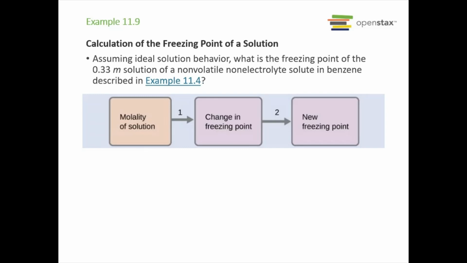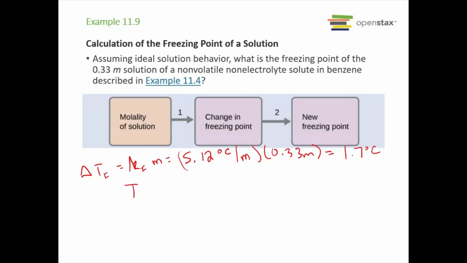So the freezing point and boiling point problems are very similar. So our delta TF is equal to Kf times m. So we look at the table, and the Kf is equal to 5.12 degrees Celsius per molal times the molality of 0.33. And we get 1.7 degrees Celsius. So this is how much our temperature is decreasing. So now our temperature, we look at our original freezing point temperature is 5.5 minus 1.7. The freezing point is now 3.8 degrees Celsius.